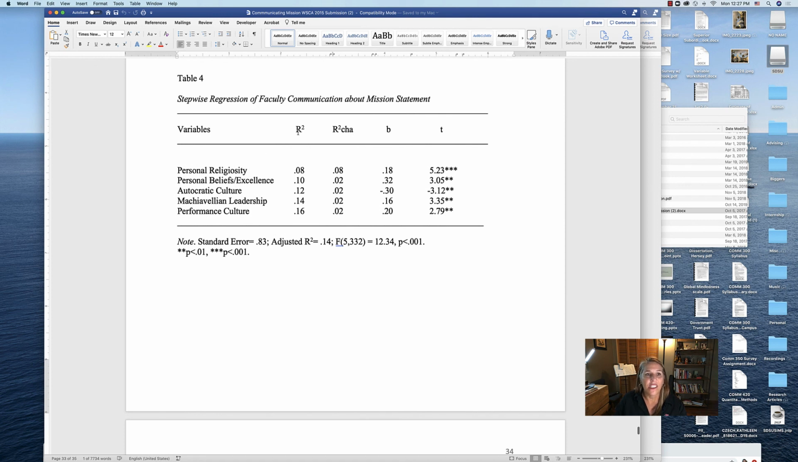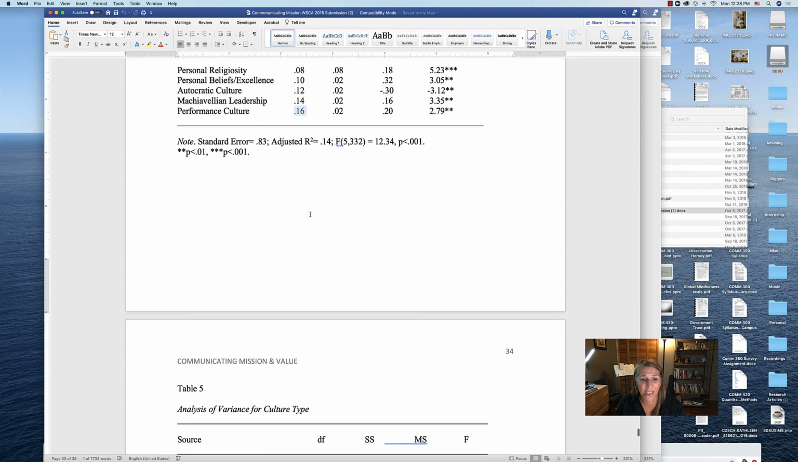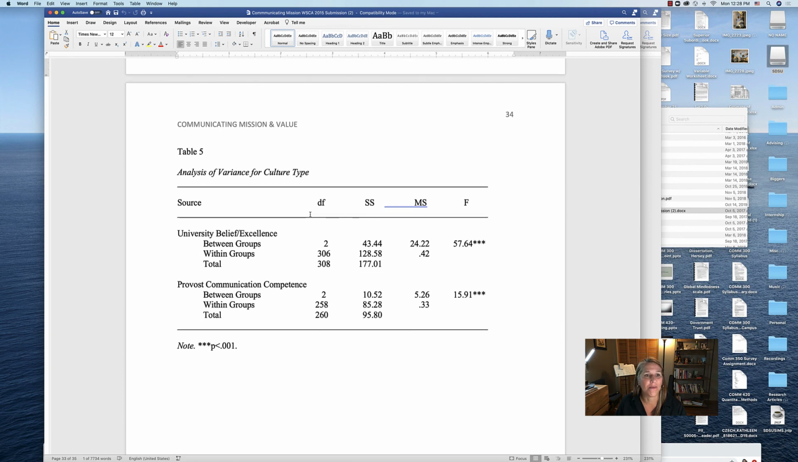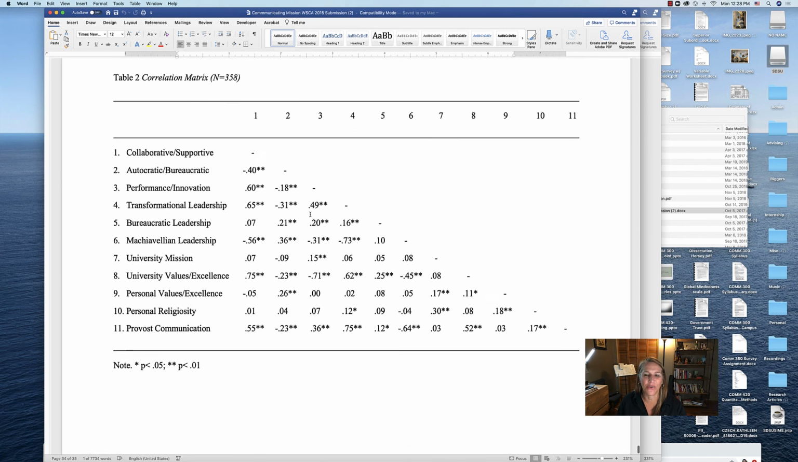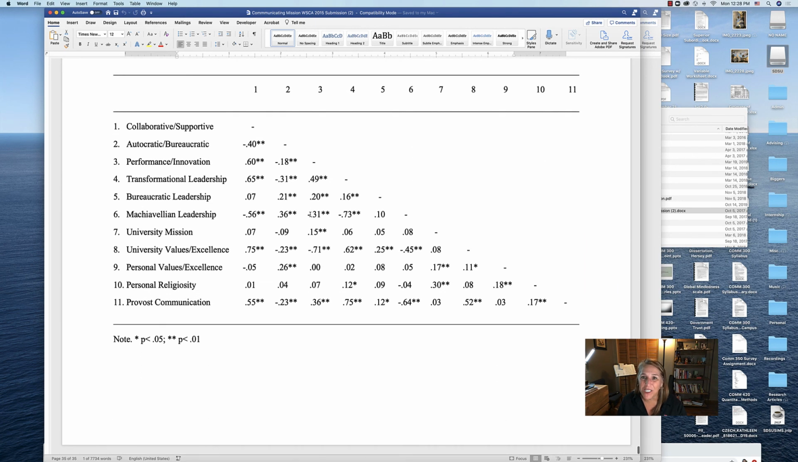So if I look to this table, I have all these variables. Here's my R squared column. This is my bottom number. I explained 16% of what contributes to faculty communication about the mission statement. Not that good, guys. Very, very modest R squared. So this is actually an F or an ANOVA, and I'm not going to show that with you. Here's a correlation matrix, which you would understand how to read too.